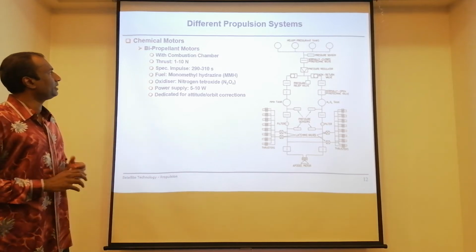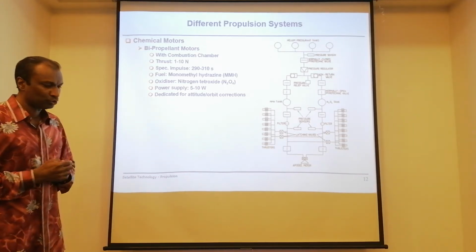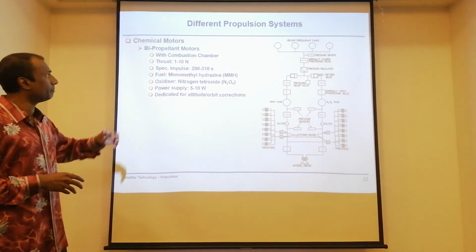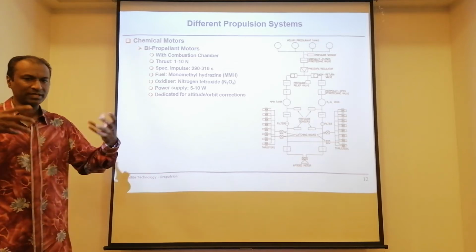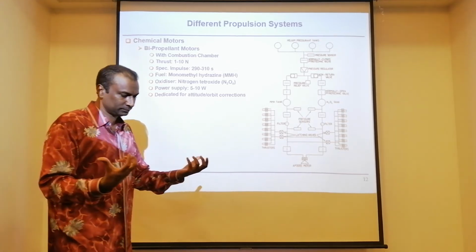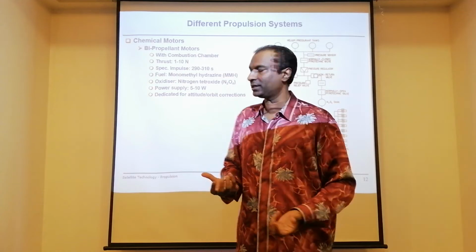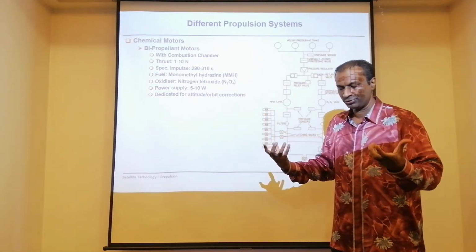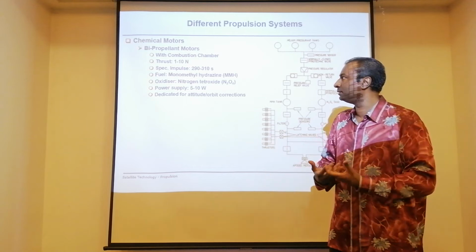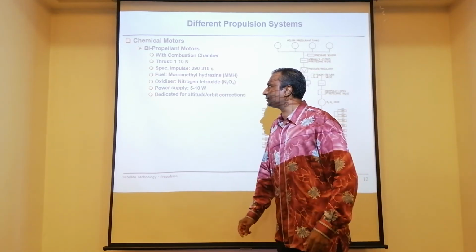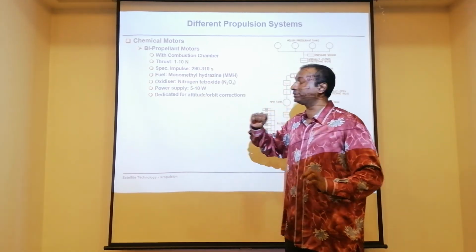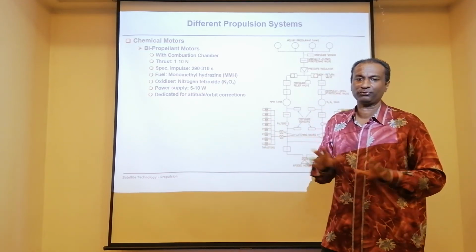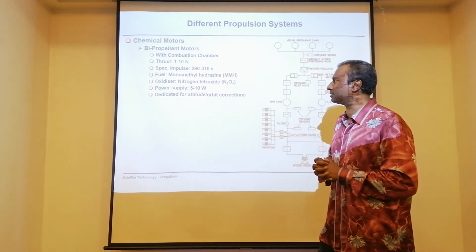Now, chemical motors also. You have a bipropellant. Bipropellant means that you actually have two propellants, basically one fuel and one oxidator. So with the combustion chamber, you have two items, you need a combustion chamber to put them together. So thrust is about 10 Newton, it's quite typical. Specific impulse, quite nice, about 300 seconds.